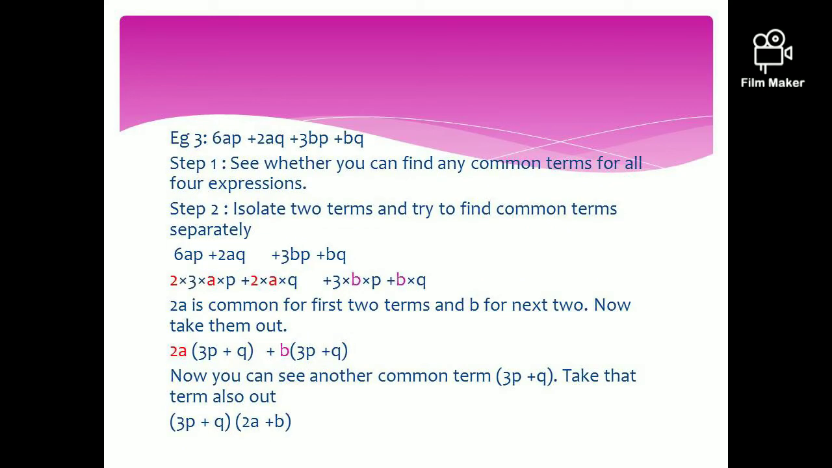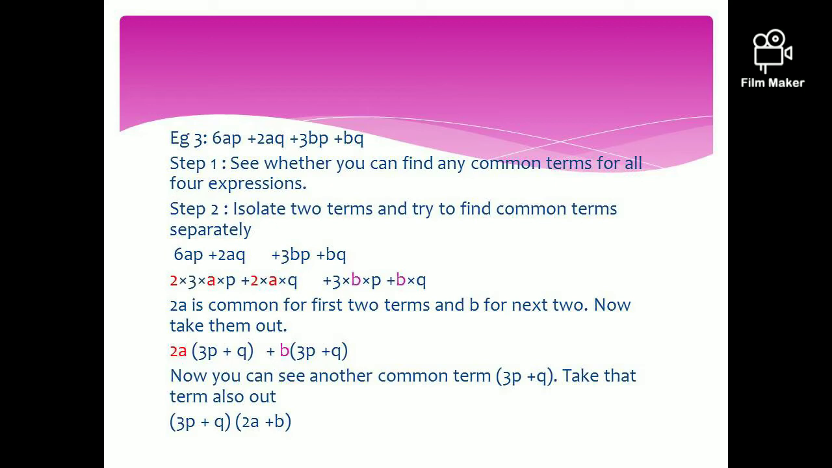Now let's try to work out a slightly more advanced question. The question is to factorize 6AP plus 2AQ plus 3BP plus BQ. First we isolate 6AP plus 2AQ, then 3BP plus BQ.